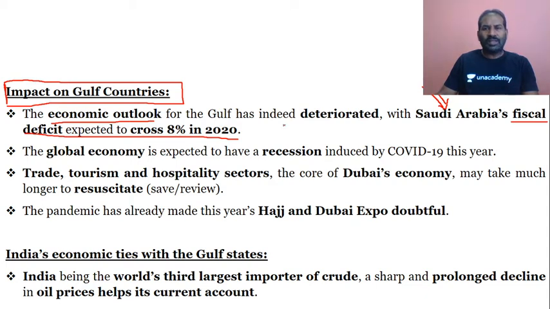Now you can estimate the fiscal deficit of Saudi Arabia. If it is expected to cross 8% in 2020, what could be the scenario? That means the expenditure would be very high compared to the revenue of Saudi Arabia. So that is very important. Saudi Arabia has to focus on the cut in oil production, and that is the major impact of the slash of the crude oil prices on the Gulf countries, especially on Saudi Arabia.